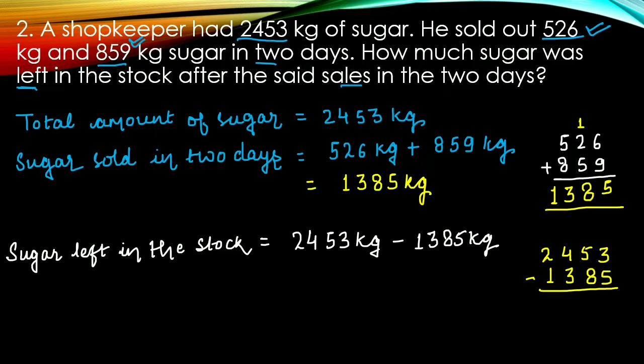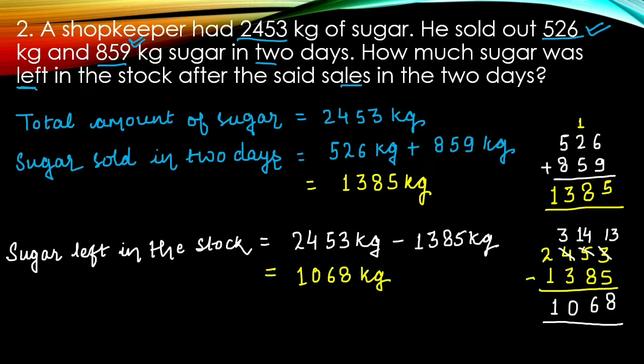So 3 minus 5, we need to borrow. Here 4 will be left. It will be 13. 13 minus 5 is 8. Now 4 minus 8 we cannot subtract, so again borrow. 3 will be left here and it will be equal to 14. 14 minus 8, 6. 3 minus 3, 0. And 2 minus 1, 1. So this is equal to 1068 kg.